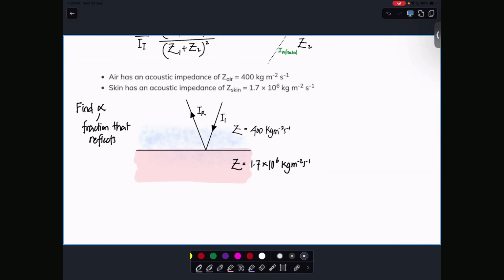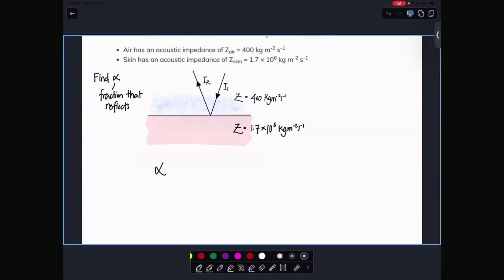Okay, let's see if anyone else has an answer. Yes, that's the answer. So how do we do this? Look, alpha equals Z1, take anything, 400 or the other, it doesn't really matter, because at the end of the day it becomes the difference squared, divided by 400 plus 1.7 into 10 to the power 6, squared. And after doing this you'll find that your alpha is 0.999, right?